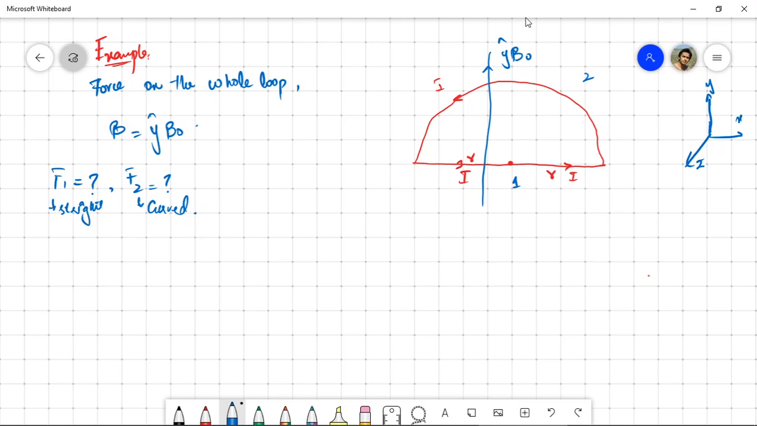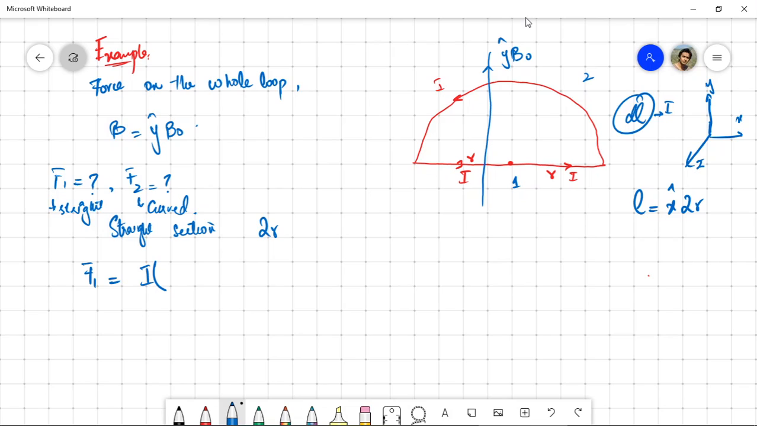If we take a look at the straight section, the total length of this straight section is 2r. This is r plus this is r, so r plus r is equal to 2r. The current flowing through it is along the x-axis. We know this because we have drawn this reference frame, where this is y and this is x, and the current is flowing from left to right. We know that the direction of dl is always in the direction of the current, so L will be x hat, and the magnitude is 2r.